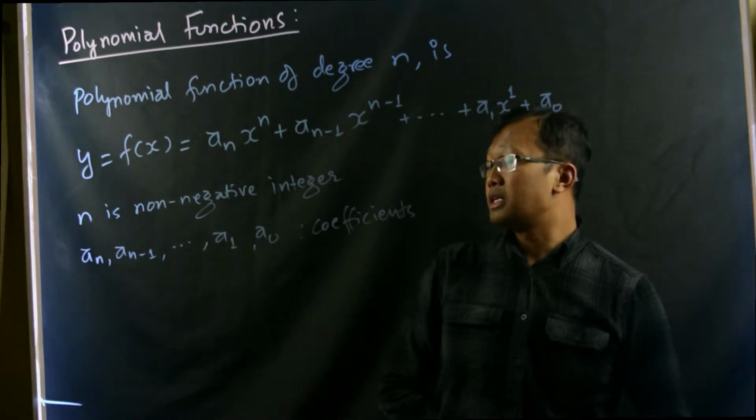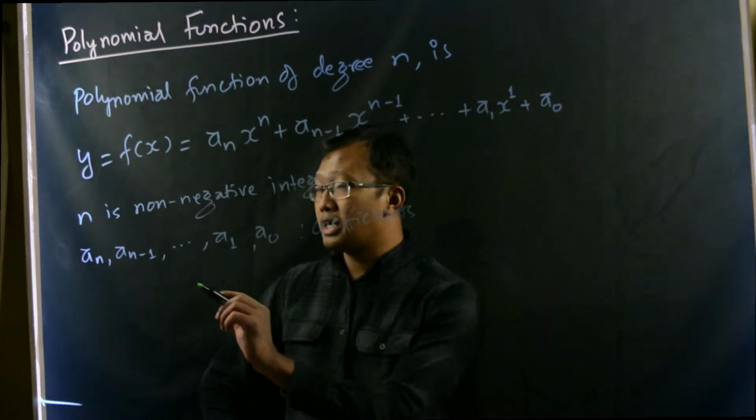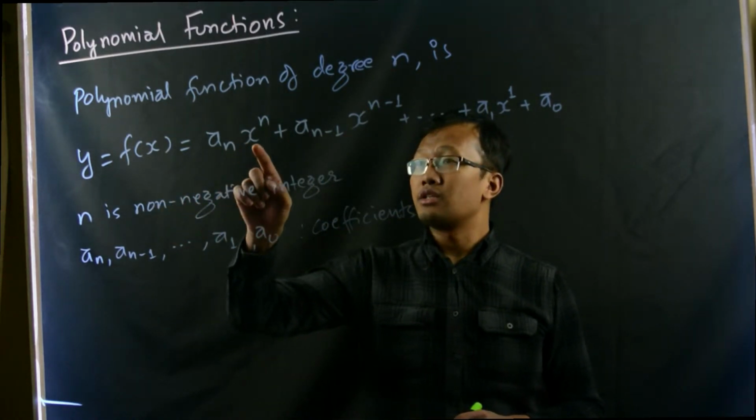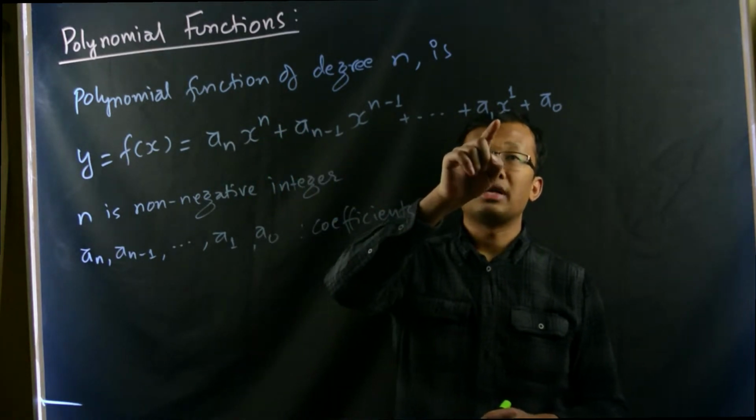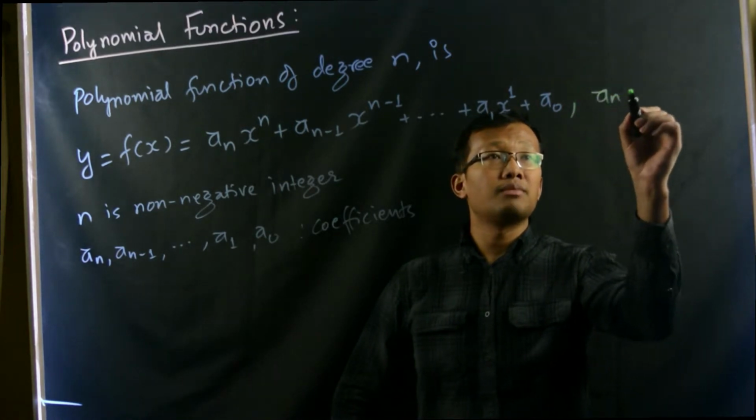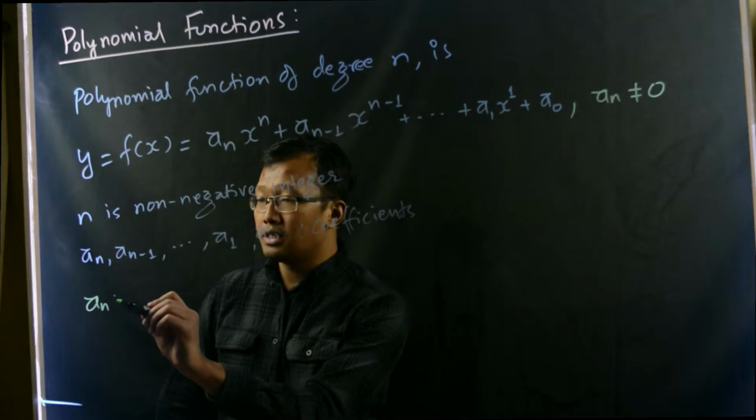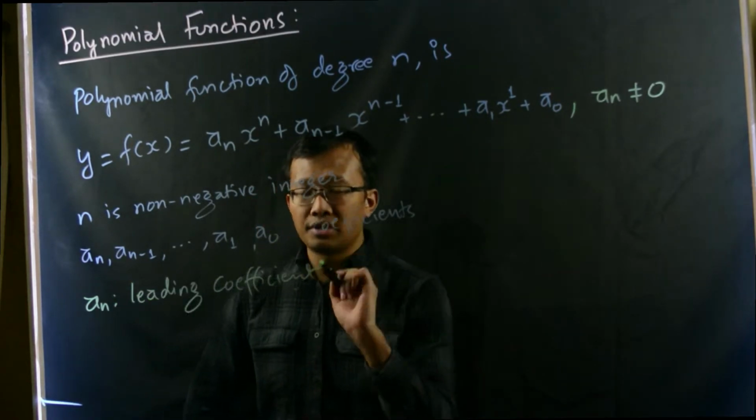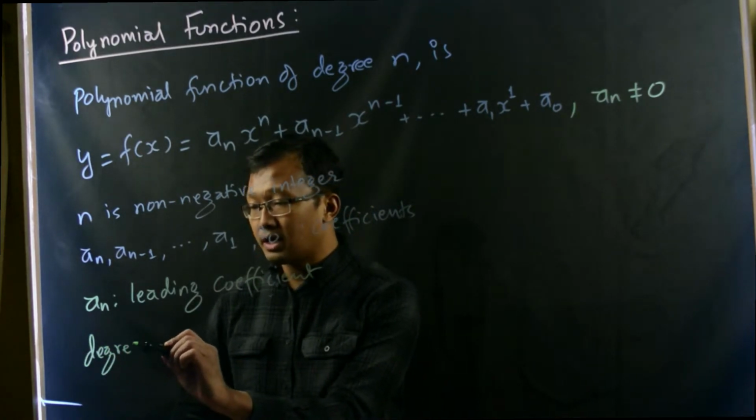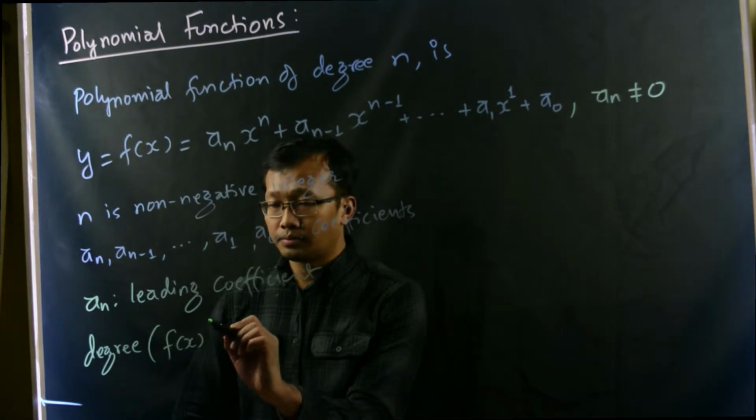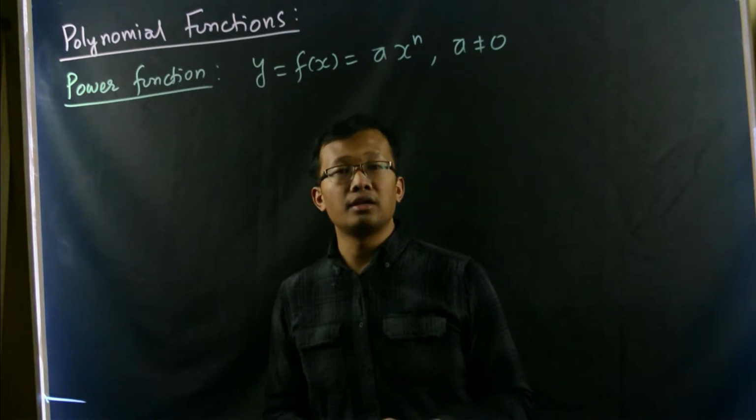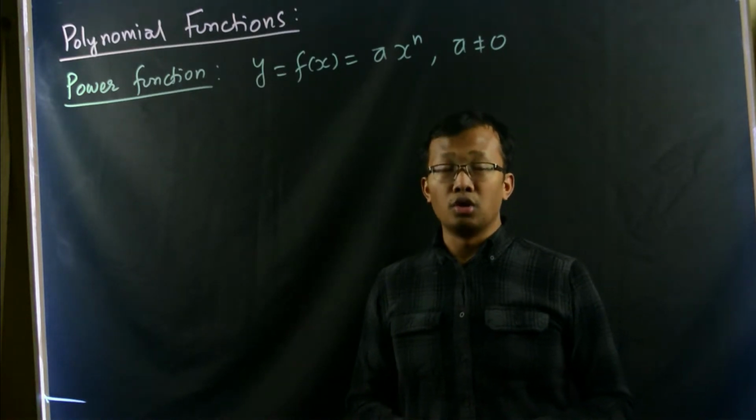okay, and we can say that then this is a polynomial function y equals f of x equals a_n x to the power n up to a_1 x to the power 1 and a_0. And also we must note that this a_n must not be 0. a_n is called the leading coefficient, and the degree of this polynomial is the highest power of x, which is n. Power function only consists of the leading term of the polynomial function.